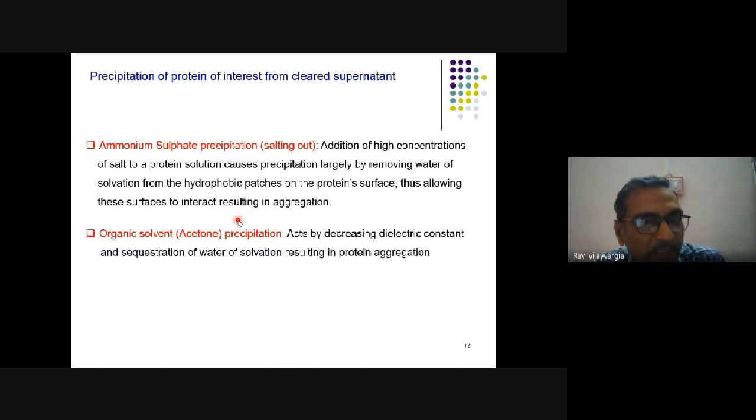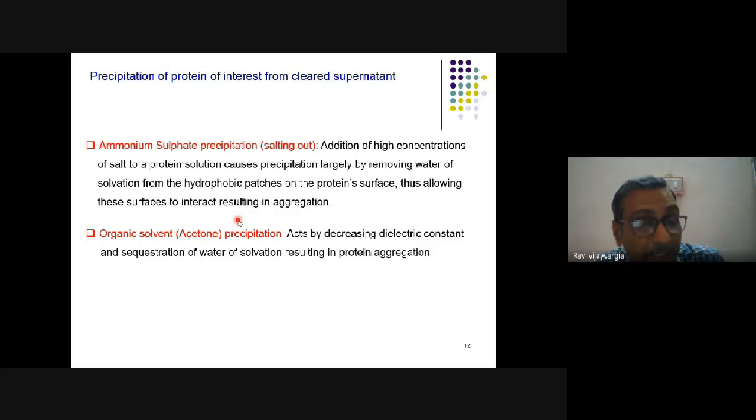So that way you get 15 to 20 fold enrichment by using this particular step before you subject the sample to chromatography. So ammonium sulfate precipitation is a very powerful tool to enrich your protein before you proceed to any of the chromatography techniques.